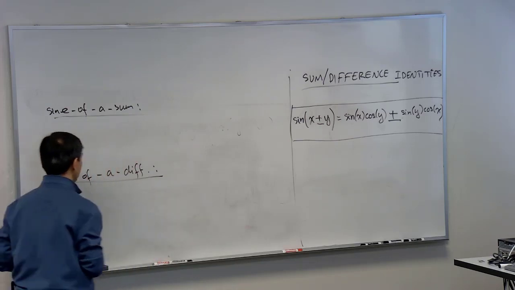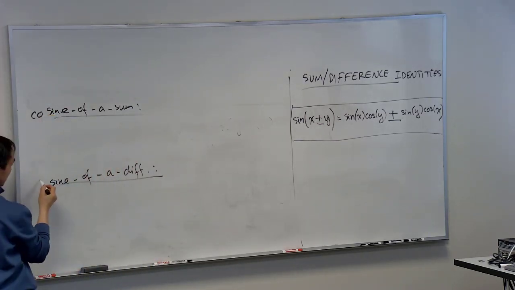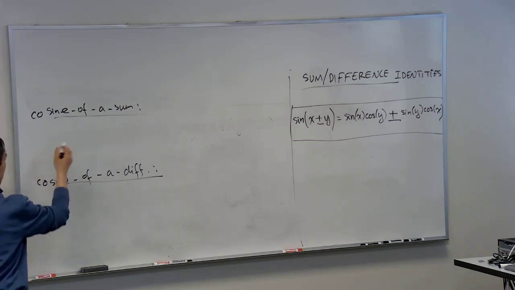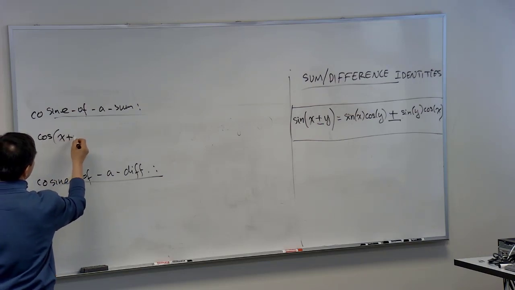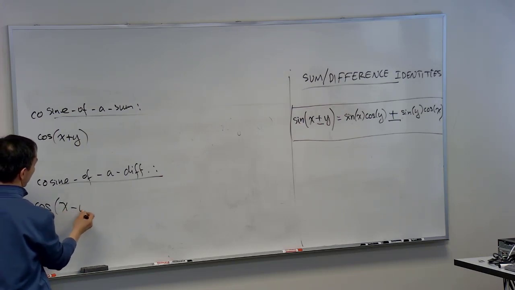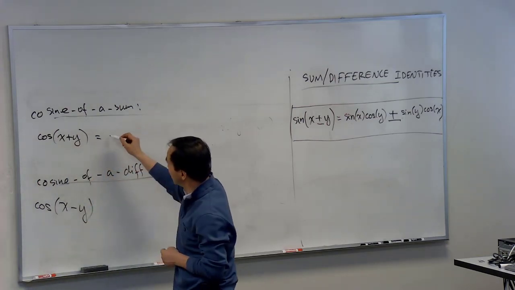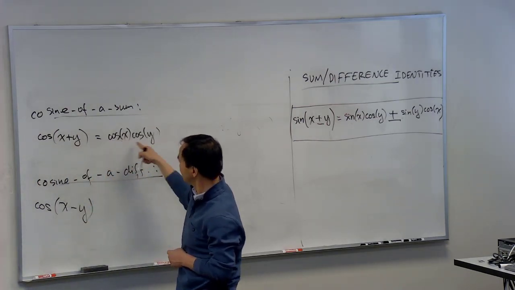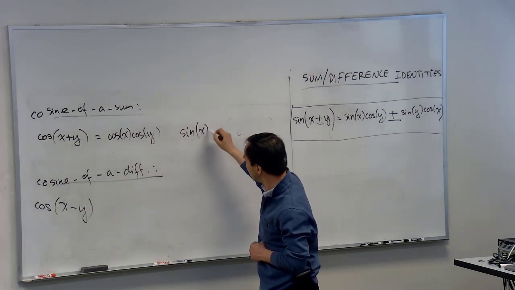Now let's look at the cosine that you guys wrote down, the cosine of a sum or a cosine of a difference. Cosine of a sum goes cosine of x plus y, cosine of a difference, cosine of x minus y. What we learned, when it was cosine of a sum, we go cosine of x, cosine of y, right? Product of two cosines, like that. And then sine of x, sine of y.